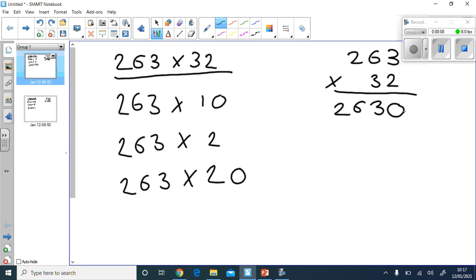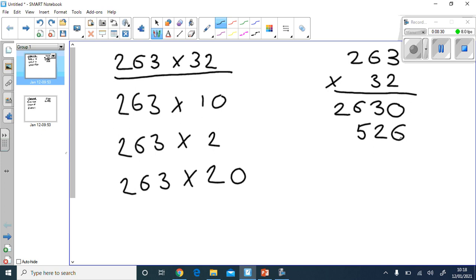And then we've got 263 times by 2. Now that might be a bit hard, but you can think just doubling. All you're doing is doubling. So we know double 200 is 400, double 60, that's 120, so we need to add that on, so it's 520. And then we've got the double of the 3, so it's 526. If you struggle with that Year 5, you've just got to practice your doubling. That's all you've got to do, is keep on practicing your doubling and your halvings at home.